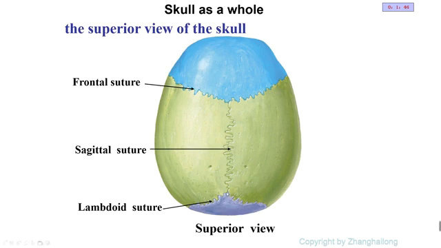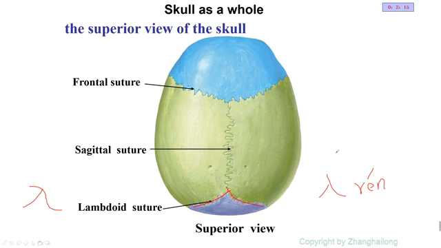And here, this one is the lambdoid suture. Lambda is a Greek letter. Lambda. Do you know this one? Lambdoid suture, because this structure is very like the lambda. And it's very like the Chinese character 人. Do you know this one is 人? Person or people. 人. Okay.